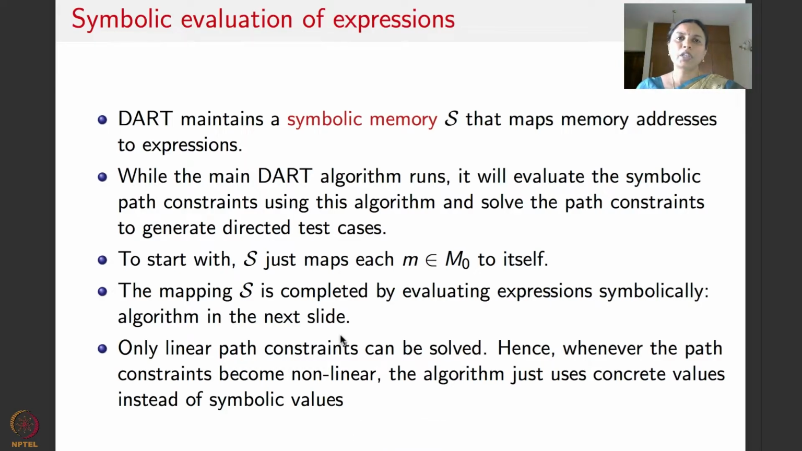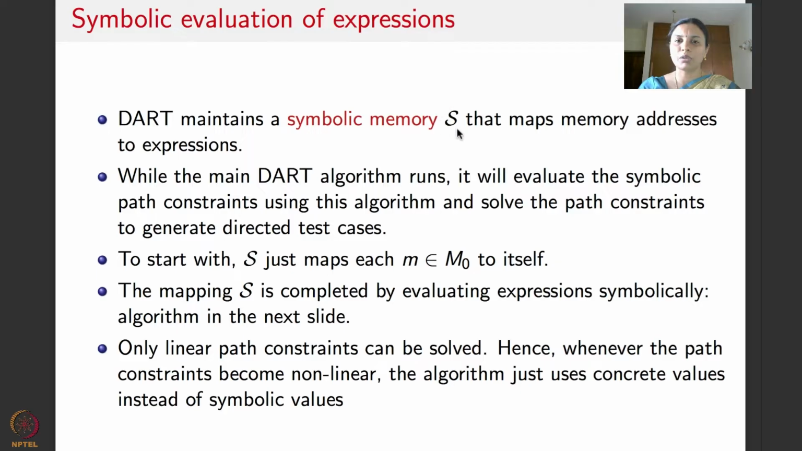To symbolically evaluate the expression, DART maintains what is called a symbolic memory. What is a symbolic memory? Symbolic memory basically tells you, for every variable, which is a memory address in which the variable is stored. So it maps memory addresses to expressions. For inputs, it is directly the name of the variable itself. But remember, when we did that example, for internal variables, let's say if you had z is equal to x plus y, then you need to update the value of z by using an expression x_0 plus y_0, where x_0 is the symbolic expression for x and y_0 is the symbolic expression for y. So that's what we mean by a symbolic memory.